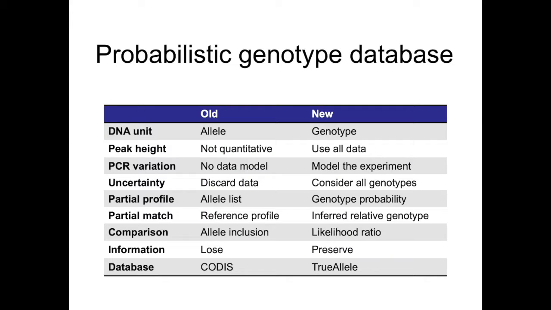The TrueAllele probabilistic genotype database is far more informative than old allele-based databases like CODIS. The newer approach uses all of the peak-height data and models variation in the PCR experiment. It can consider all genotype possibilities and model PCR uncertainty using genotype probability instead of partial allele profiles. Genotype match information is preserved using likelihood ratios instead of weak allele inclusion methods.